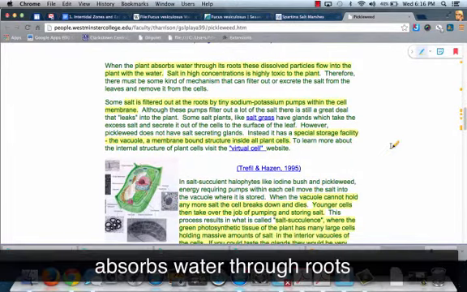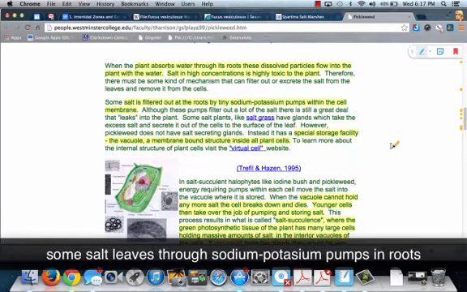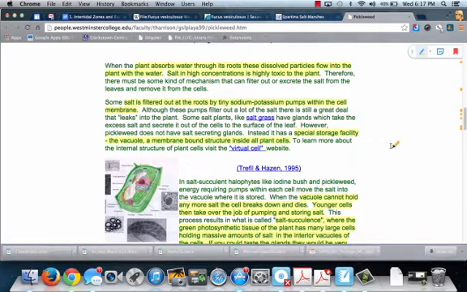It absorbs water through its roots, as all plants do, but it's also going to absorb that salt with it. That's very toxic in high concentrations. So the salt is filtered out at the roots by tiny sodium-potassium pumps within the cell membrane. So it actively is going to pump that salt back out. It is one mechanism to pump the salt back out of the roots. Now, although these pumps filter out a lot of the salt, there's still going to be salt that gets through. So how do plants get rid of it?